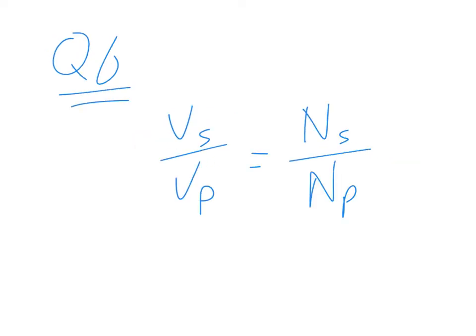For question 6, we're going to be using this formula here again. The ratio of the turns in the secondary to primary coil is the same as the ratio of the voltages across the secondary and primary coil.